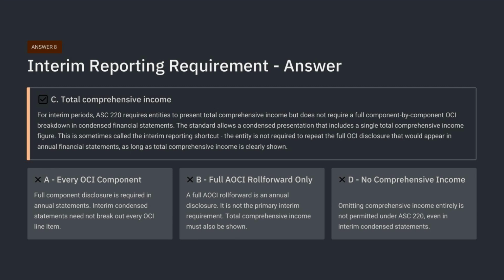Interim financial statements may use condensed presentation, so they may not need every OCI component in full annual detail, but total comprehensive income must still be presented. A full AOCI roll forward is not the primary interim requirement, and omitting comprehensive income entirely is not acceptable. The shortcut is about reduced detail, not reduced reporting discipline. Interim reporting is shorter, but it is not on vacation.